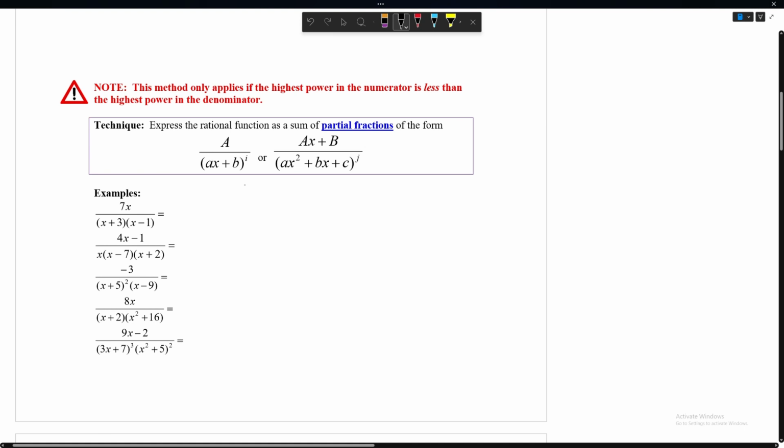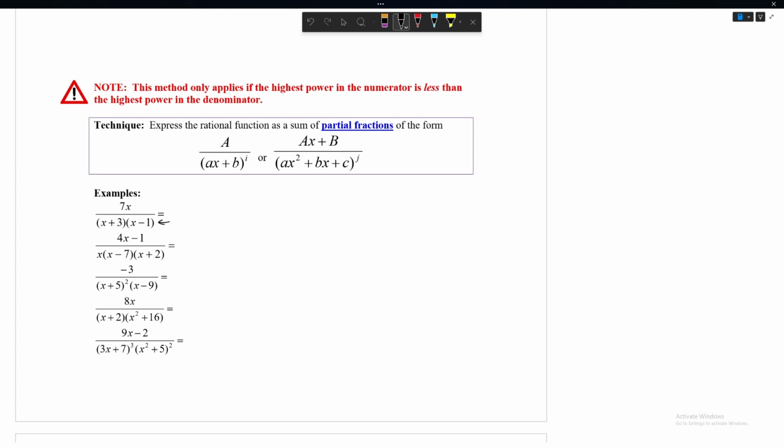If you have a linear at the bottom, which is just one x, then you can write it in this format. If you have a quadratic, where it's an x squared, then you would use this format. What does it mean? I'll take one of these, and this is going to equal A over x plus 3. That's one of them. Now the second one, plus B over x minus 1. And if there were more functions, you keep going: plus C over something, plus D over something.